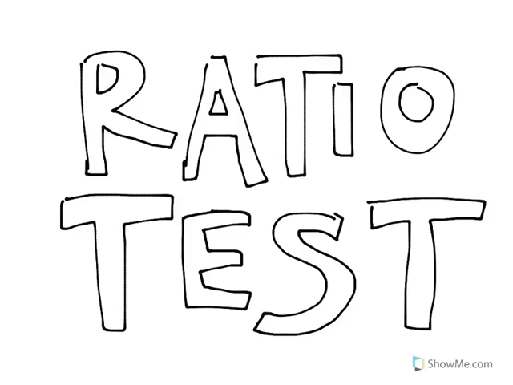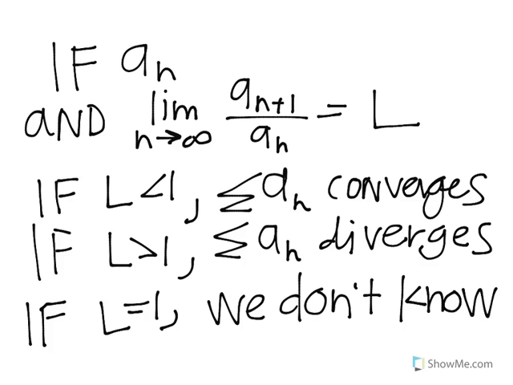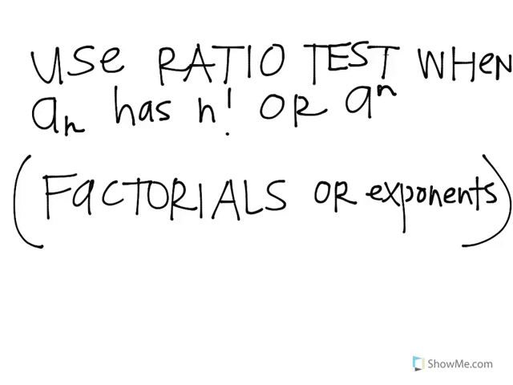This tutorial is on the ratio test. So if you have a sub n and the limit as n approaches infinity of a sub n plus 1 over a sub n equals L, then if L is less than 1, the series a sub n converges. If L is greater than 1, the series a sub n diverges. And if L equals 1, then we don't know.